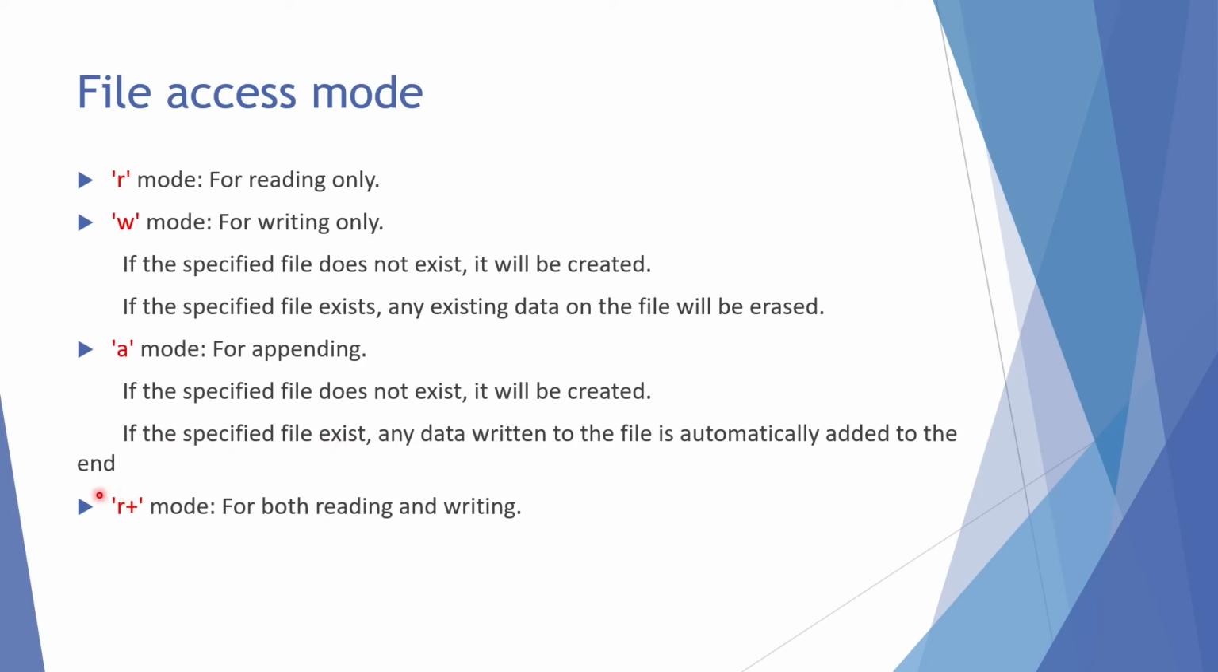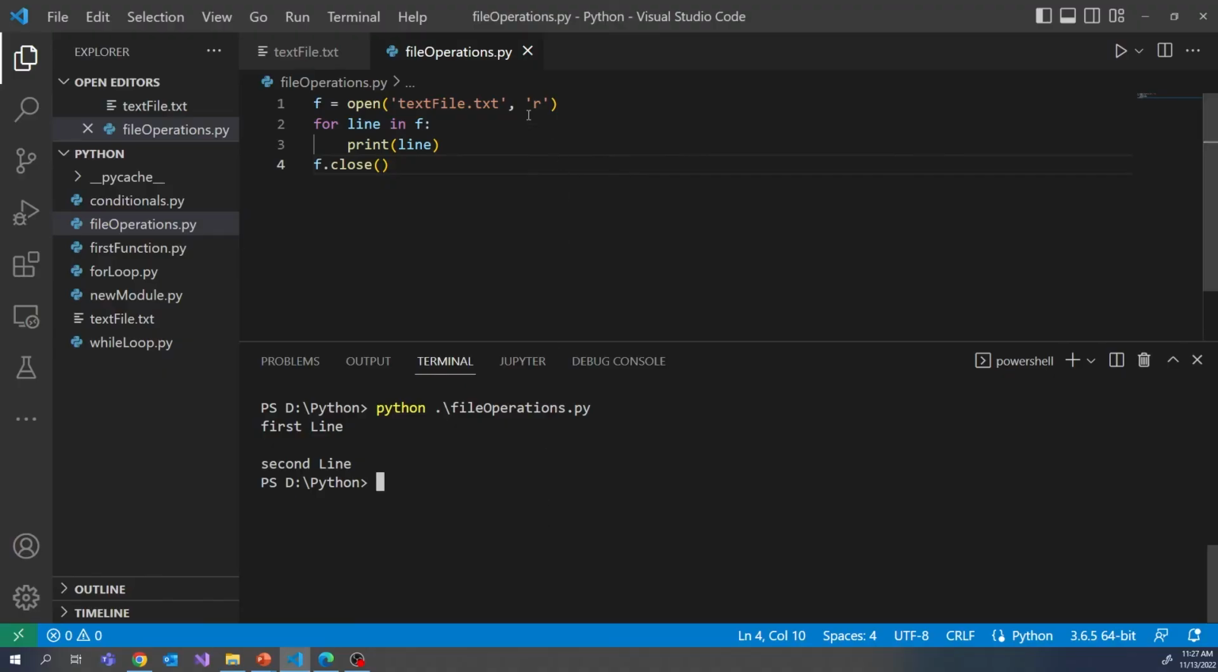And we also have the R plus indicator. This means we can open the file for both reading and writing. We can provide different access specifiers here, and we should give the least permissions possible because of security reasons.